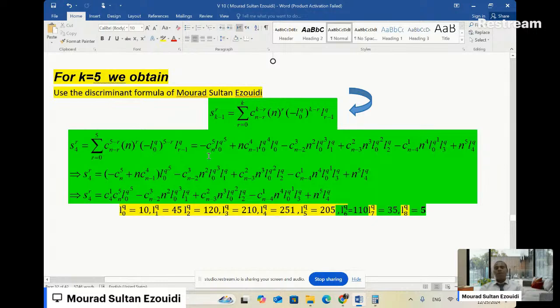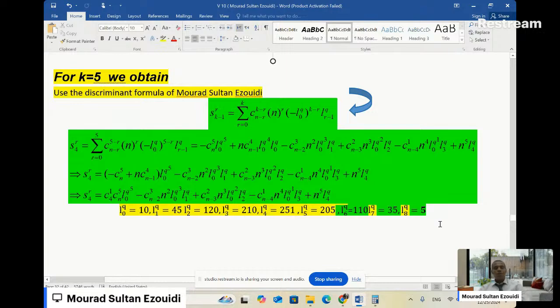Then the difference of this, of negative combination choose 5 and n times combination n minus 5 choose 4, in fact is equal to positive combination 4 choose 1 times positive combination n choose 5, times, of course, the common factor, which is L0 for 2 raised to the power 5 minus combination n minus 2 choose 3 times n squared times L0 for 2 cubed times L1 plus combination n minus 3 choose 2 times n cubed times L0 for 2 squared times L2 for 2 minus combination n minus 4 choose 1 n raised to the power 4 times L0 for 2 raised to the power 1 times L3 for the q plus n raised to the power 5 times L4 for the q.